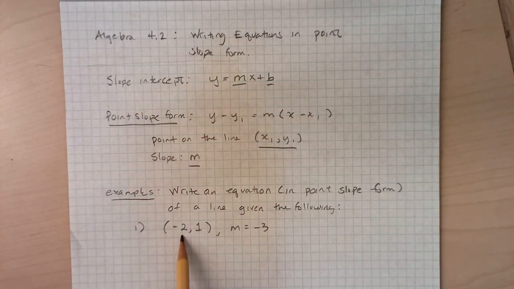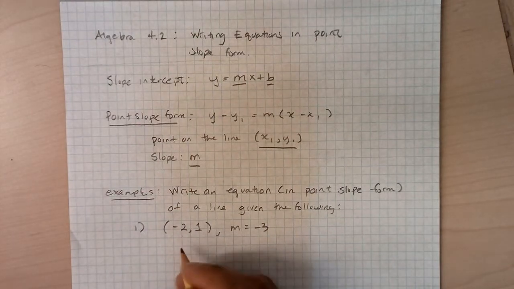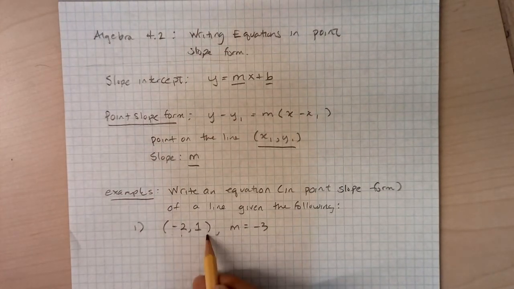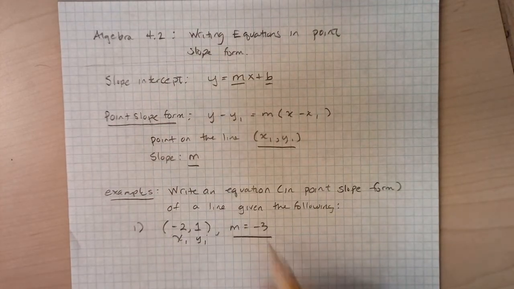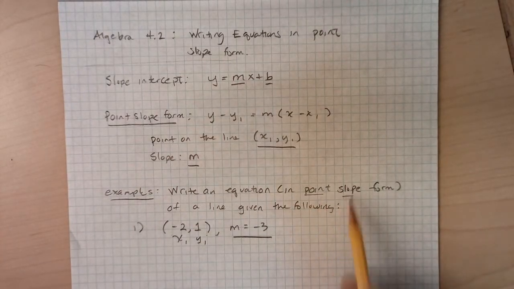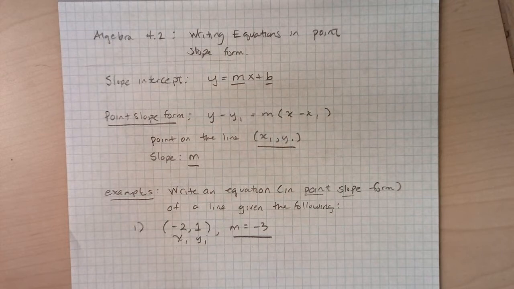So here's the point that's given. Just like if I were trying to find the slope, I would label the points x sub 1, y sub 1, and x sub 2, y sub 2, if I were given 2 points. Here I'm only given 1 point. So that point is x sub 1, y sub 1. And then this is already labeled: the slope is negative 3. So we have the two things that we need to write our equation in point-slope form: the point and the slope.